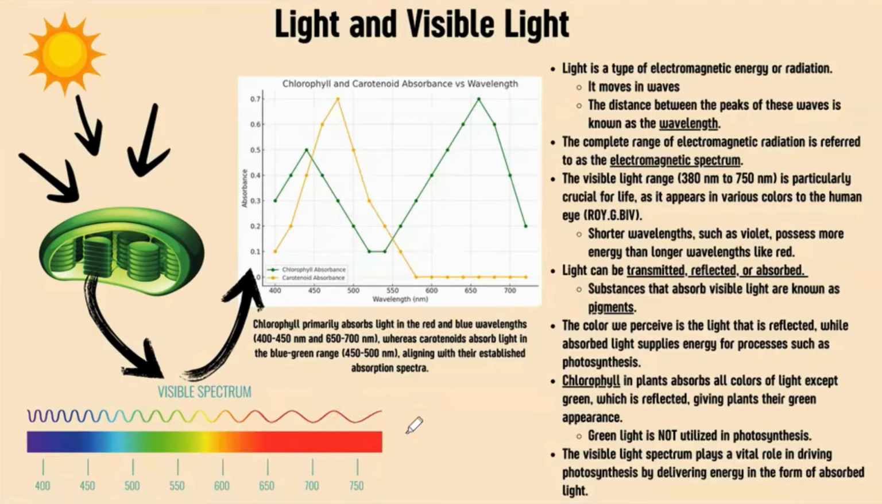And why you might need to know this about light and visible light is because you can get a question where it asks you, is the light being transmitted, reflected, or absorbed? So what you need to know is that substances that absorb visible light are known as pigments, and the color that we see on the outside is actually reflected, and what's being absorbed is used in the process of photosynthesis. So let's explain more in detail.